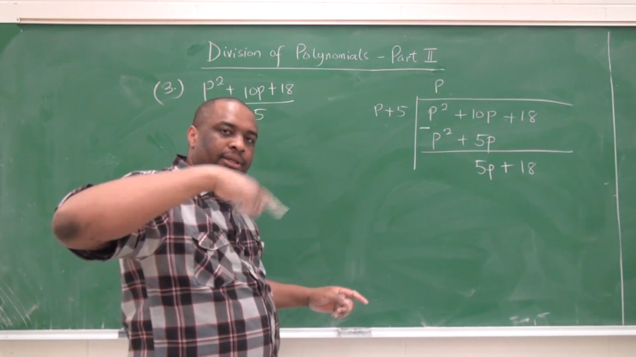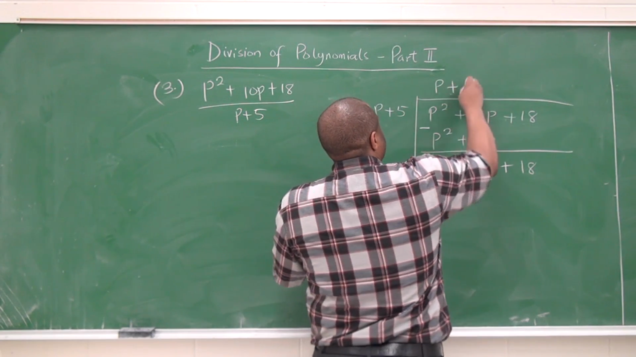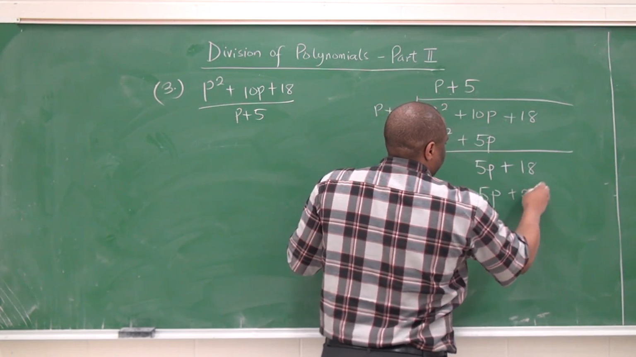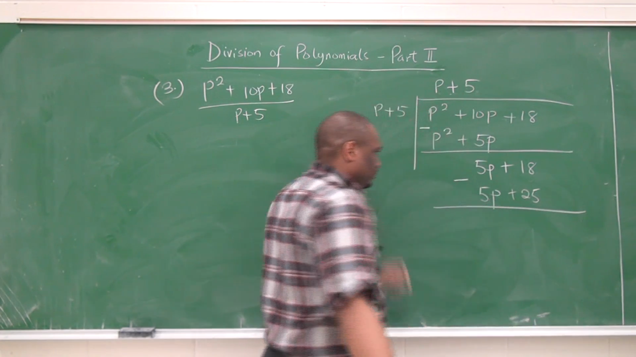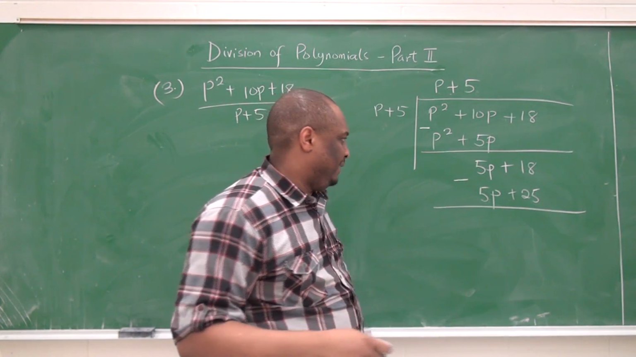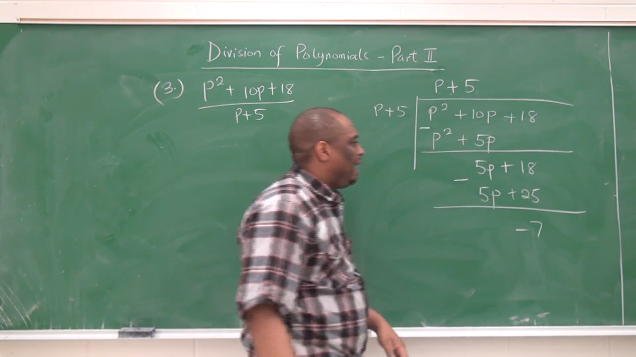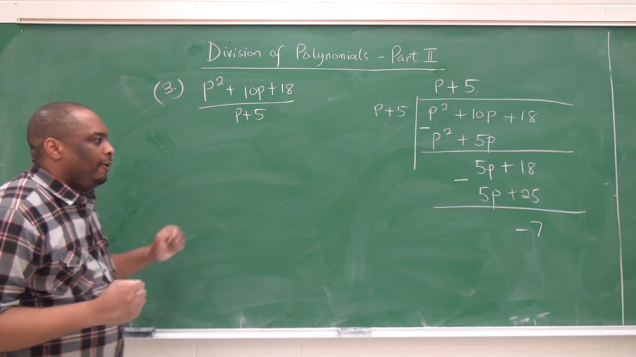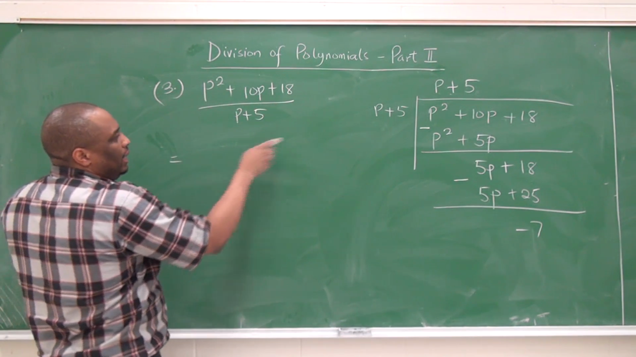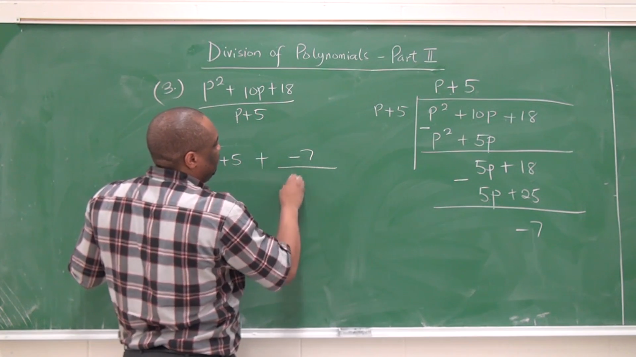Then you continue the process again. After bringing down, you continue the process. You recycle. 5p divided by p is plus 5. Then multiply. 5 times p is 5p. 5 times 5 is 25. Subtract. 5p minus 5p is 0, it's gone. 18 minus 25 will give us what? Negative 7. Because you have 18, you owe 25. That's negative 7. So the answer will be p plus 5 plus negative 7 over p plus 5.